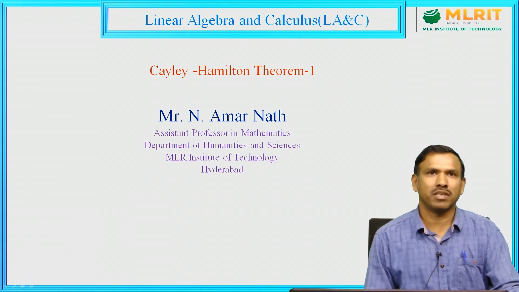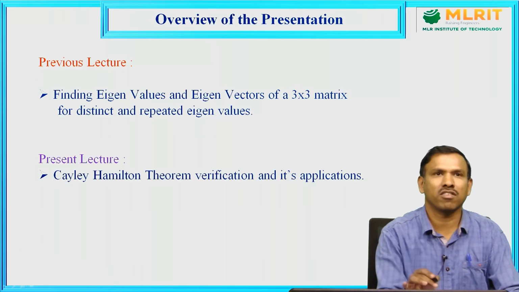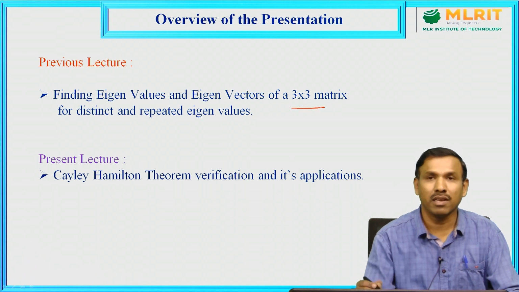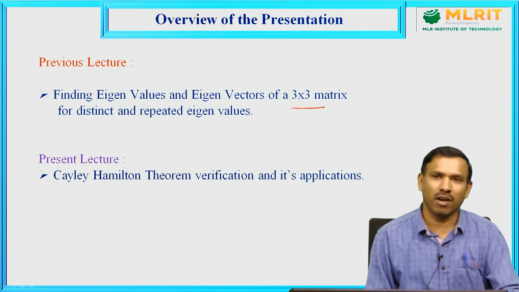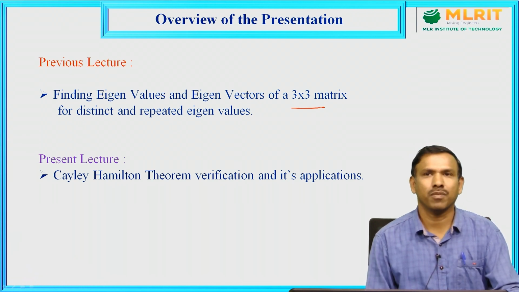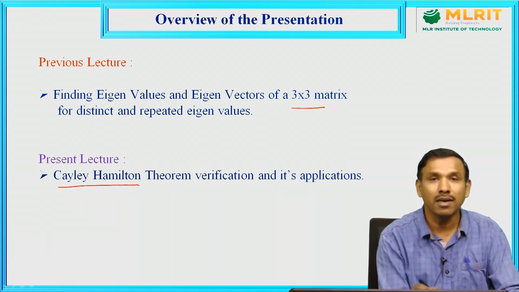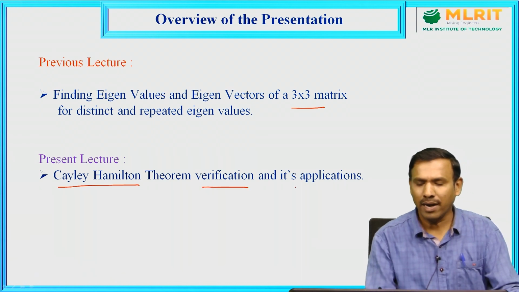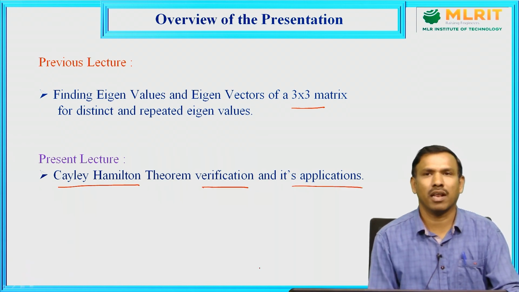Today my subject is linear algebra and calculus, and the lecture continues with the eigenvalues and eigenvectors topic. In the previous lecture we discussed how to find eigenvalues and eigenvectors of a 3x3 matrix and a 2x2 matrix, when eigenvalues are repeated and distinct. All cases we have discussed very clearly, and alternate methods also. Now in the present lecture, applications of eigenvalues and eigenvectors, that is the Cayley-Hamilton theorem, one of the important theorems. We will do its verification, and discuss some applications of the Cayley-Hamilton theorem.